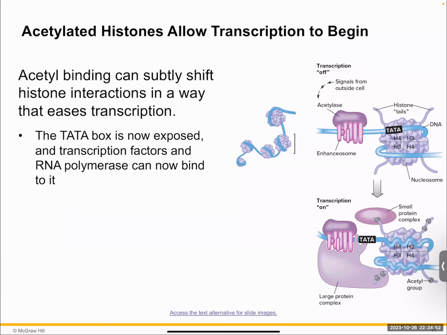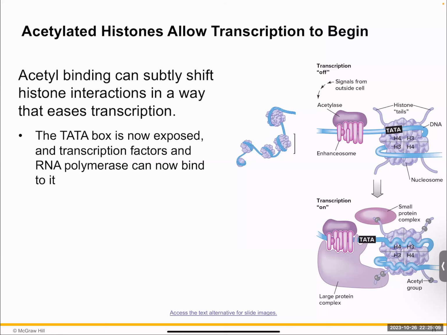Wrapped itself around histones. So we talked about acetyl groups that are added, and that allows the transcription process to basically be initiated and sped up. So how does it do that?